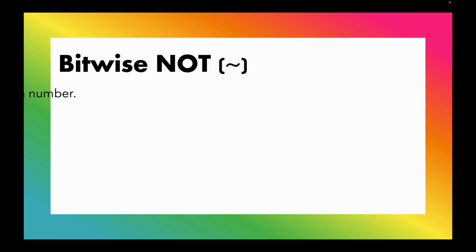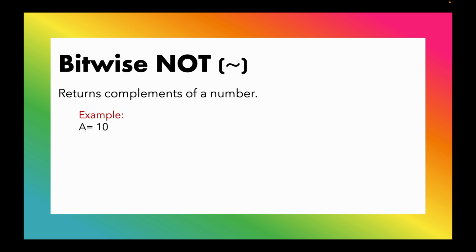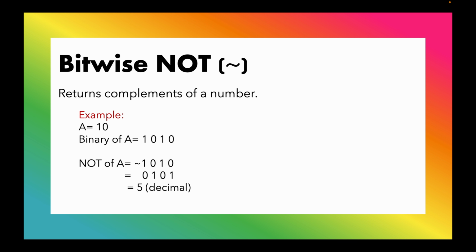The next operator is the bitwise NOT operator, and in this case it returns the complement of a number. And let's see the example. If A equals 10 and binary of A equals 1010, and the NOT operator of A, that is 1010, is equivalent to 0101. It basically complements the number, and the resulting value is 5 in decimal.